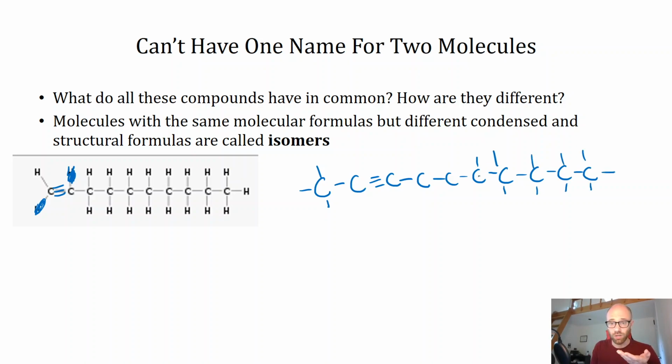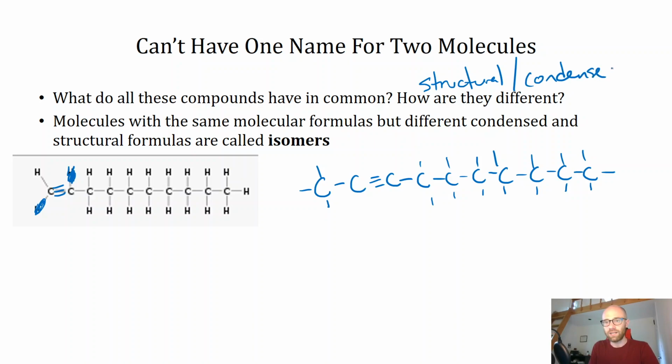If that's what you had drawn when you hit the pause button and drew out C10H18, you wouldn't have been wrong. If we count things up, there are 10 carbons and 18 hydrogens. The problem is that these two chemicals are different chemicals. They have different properties. So I would say what's different is the structural formula and the condensed formula.